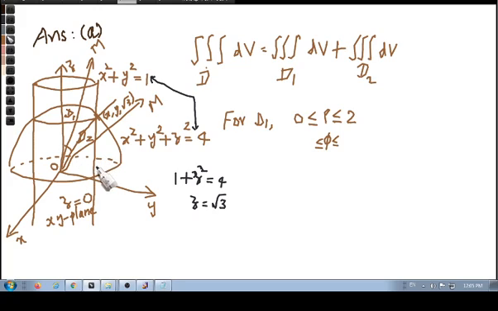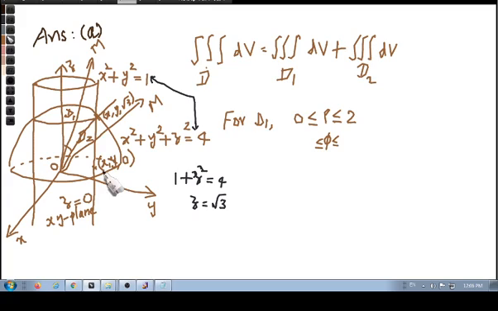Now look at the projection of the line M to the shadow region. What is this point? It will be x comma y comma 0, that is the projection of this point. So what is this height? This height is precisely root 3. So here z varies from 0 to root 3.